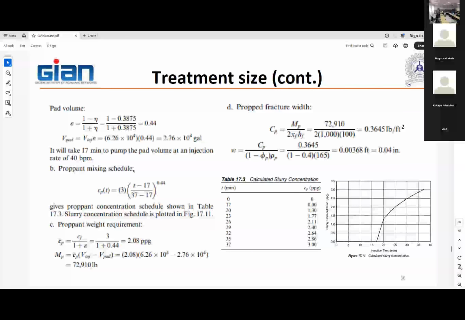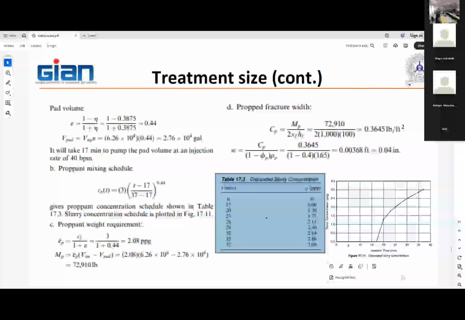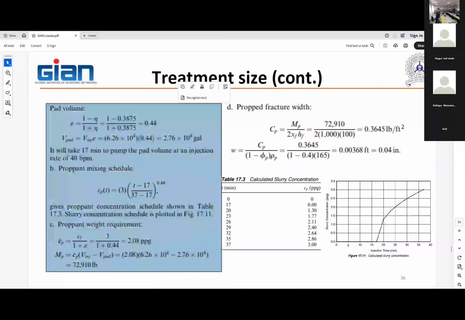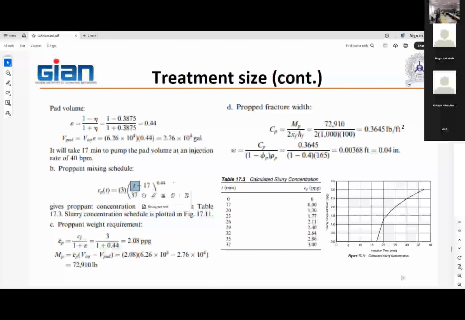You plug in different values of t. So look at this table. In the first value we plug for t is 0. So obviously, as long as this number is negative, then it does not mean anything. So until you get to 17 minutes, your Cp is 0. The propant concentration in the fluid is 0. Once you cross 17 minutes, only then you start increasing the propant, start putting the propant.